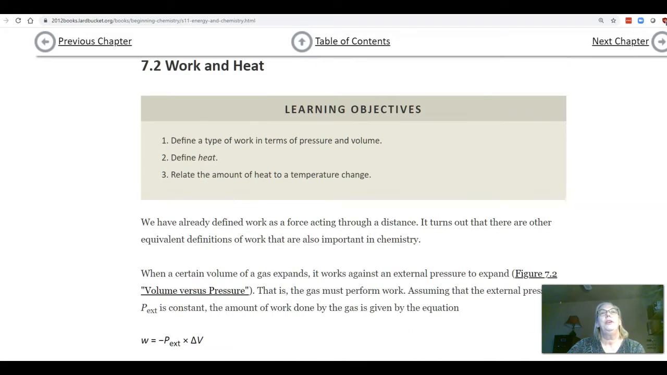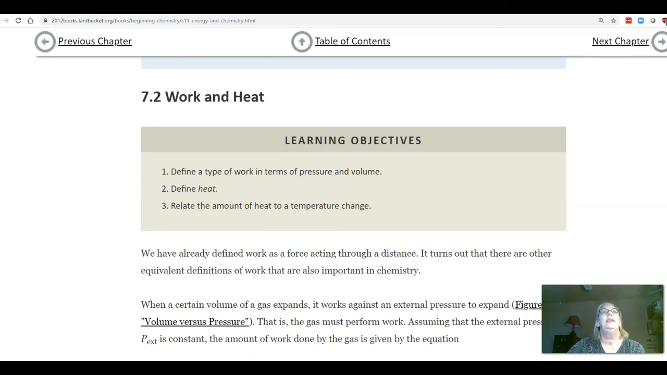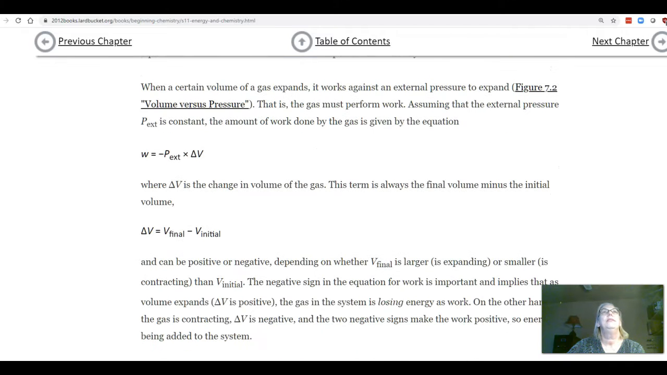Then we're going to talk about work and the definition of work and how heat and work are related to each other. So look through that.